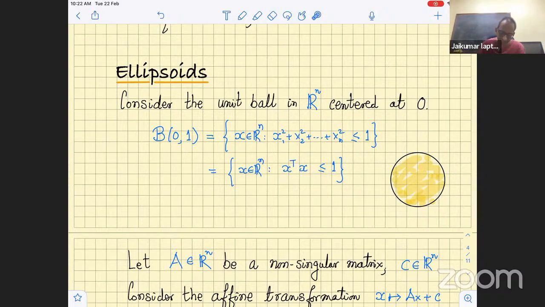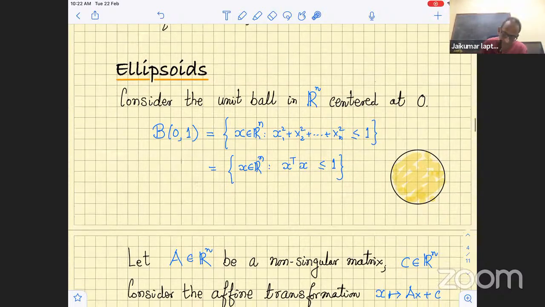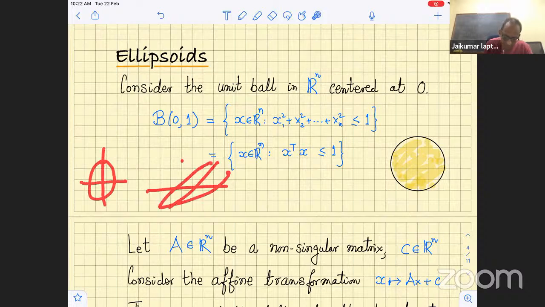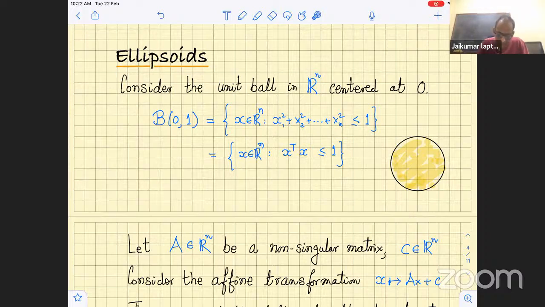Now, what is an ellipsoid? An ellipsoid is just a deformation. You take your space and apply a linear transformation. This was your original basis. When you deform the basis, you probably get some basis like this. So what was a nice circle might become stretched in some direction, and objects like that are called ellipsoids.